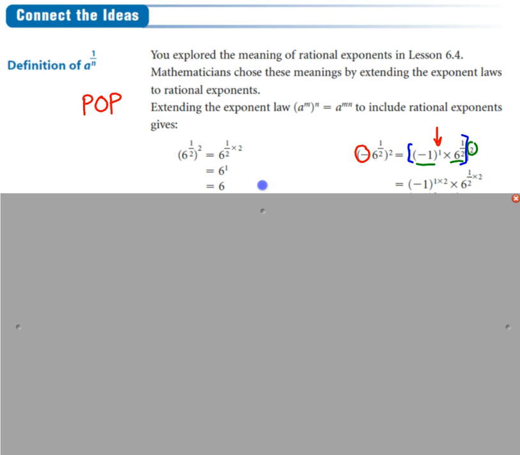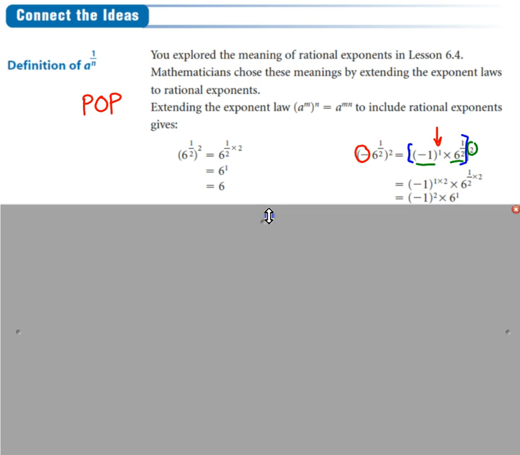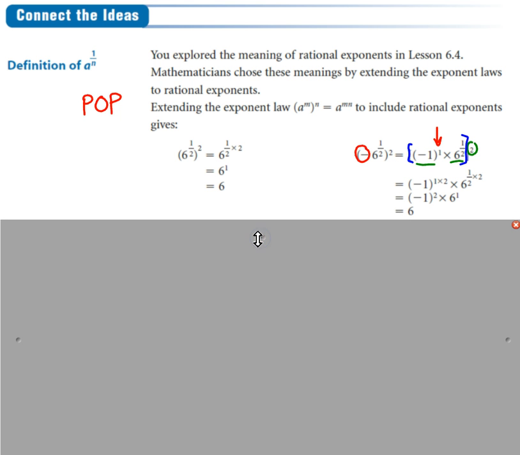So negative 1, when we square that, we multiply 1 by 2. When we take 6 to the 1/2 and square that, we multiply that exponent out, and we end up with 6 to the 1 multiplied by negative 1 squared. And negative 1 squared, of course, is 1. So our final answer is 6.